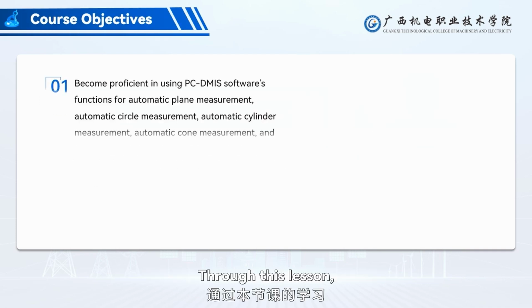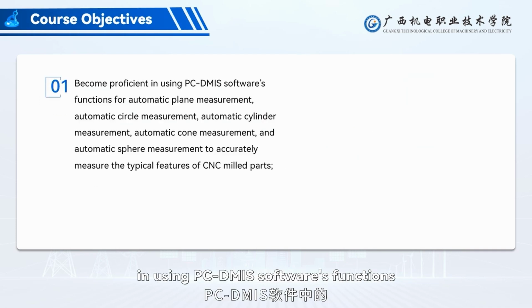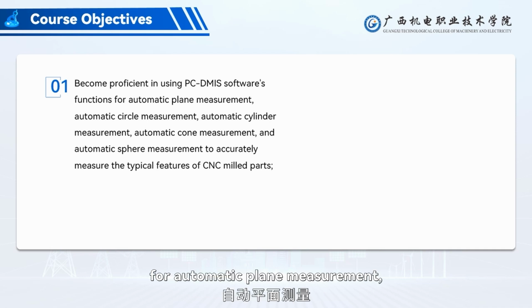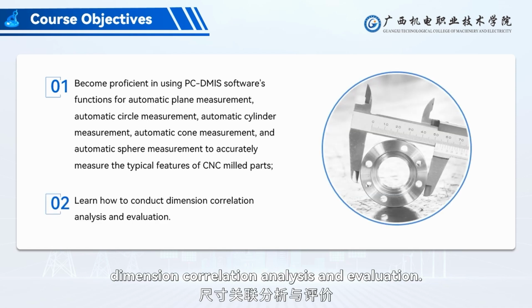Through this lesson, I hope you can become proficient in using PCDMIS software's functions for automatic plane measurement, automatic circle measurement, automatic cylinder measurement, automatic cone measurement, and automatic sphere measurement to accurately measure the typical features of CNC mill parts, and learn how to conduct dimension correlation analysis and evaluation.